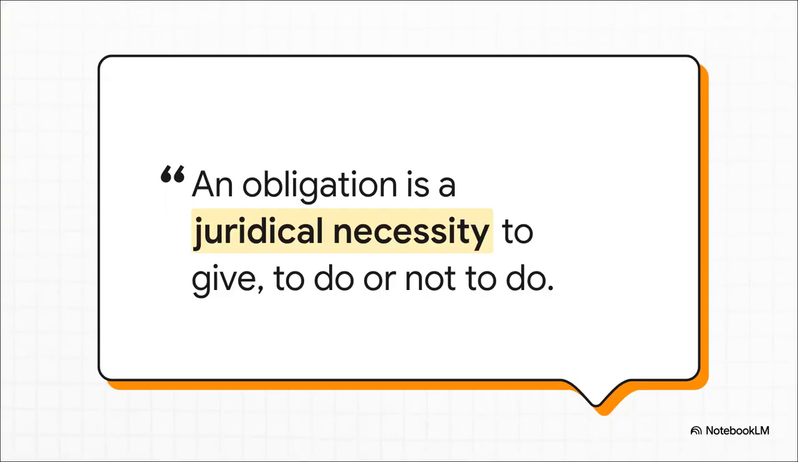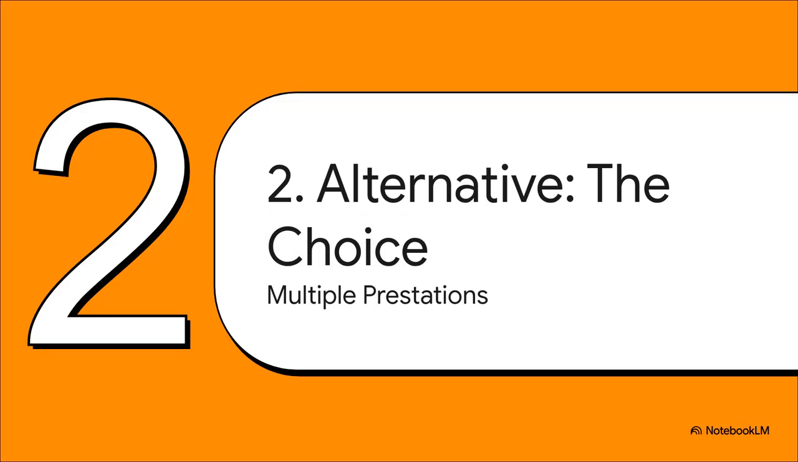Yeah, we've all memorized this classic definition from Article 1156. It seems pretty straightforward, right? It's just a legal duty. But that simple juridical necessity gets a whole lot more complicated when the person who owes the duty, the debtor, has more than one way to make good on their promise. Which one do they do? And who even gets to decide? Let's get into it.